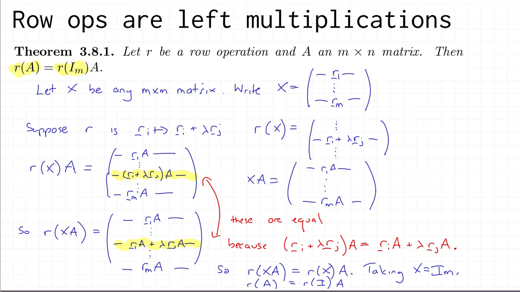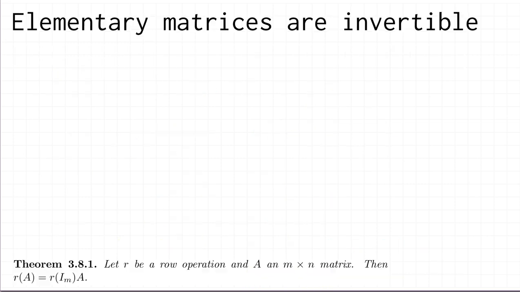If you want to see it done in a slightly different way, then you can look at section 3.8 of the notes. But that gives us a nice result that says doing a row operation is the same as left multiplying by the corresponding elementary matrix. And we can get something else out of this, which is that every elementary matrix is in fact an invertible matrix. The reason this is true is that you know that every row operation is invertible.